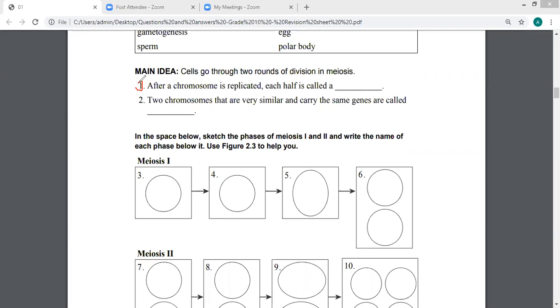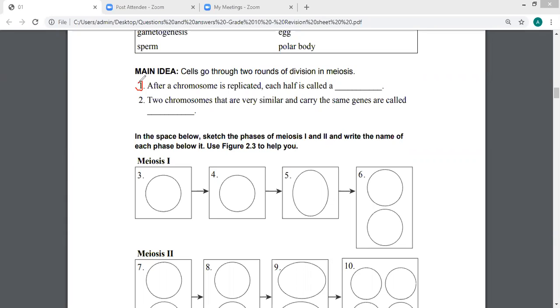Okay. Please react with me for your participation grade. Open your mic. Don't be shy. First one. After a chromosome is replicated, each half is called a what?